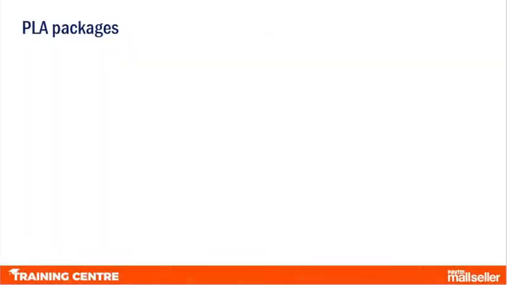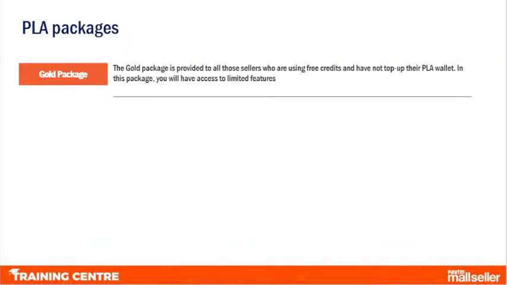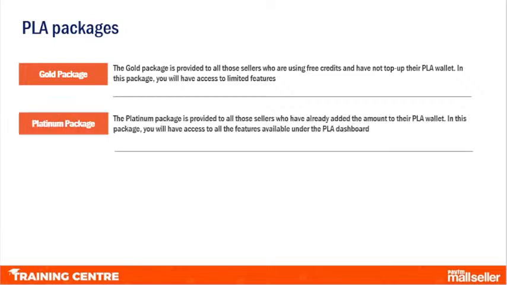Now, let me tell you, we have two types of PLA seller packages available. One is the gold package and another is the platinum package. Gold package is provided to all those sellers who are using free credits and have not topped up their PLA wallet. In this package, you will have access to limited features. And the second one, the platinum package. The platinum package is provided to all those sellers who have already added amount to their PLA wallet. In this package, you will have access to all the features available on the PLA dashboard.